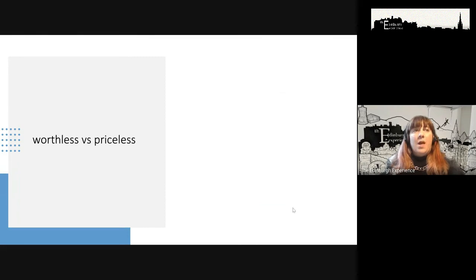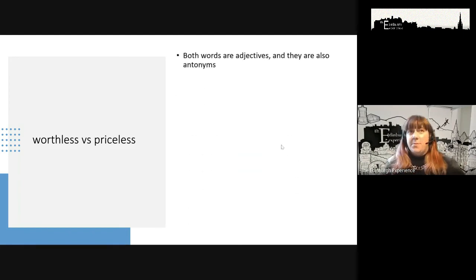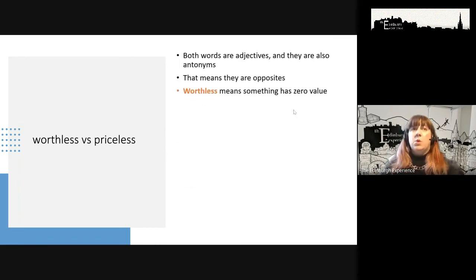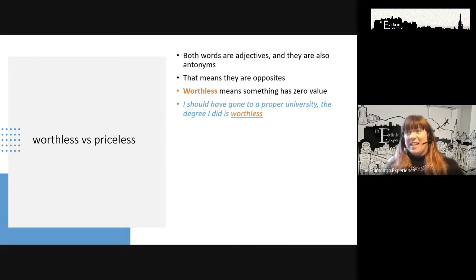Okay, worthless and priceless. So these words are very often confused because they're opposites. Both of them are adjectives and they are antonyms, so they're opposite meaning words. Worthless means that something has zero value. So for example, I should have gone to a proper university. The degree I did is worthless. It has no value at all.